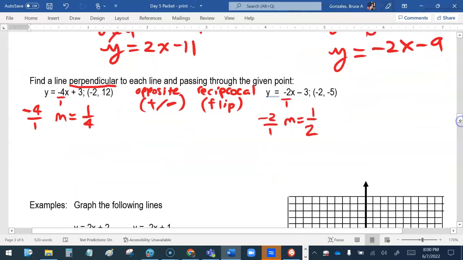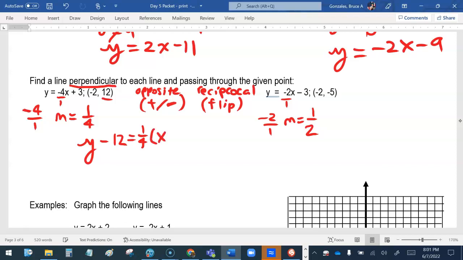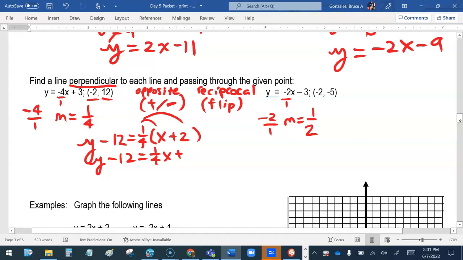and just like the last two we did, we're going to use the point-slope formula. So y minus, the y value is 12, equals 1/4, parentheses, x minus, the x value is -2, turns it into a +2. Let's distribute the 1/4. Y minus 12 equals 1/4 x plus 1/2. And that 1/2 is really going to be 0.5. That's a decimal. Last step, we add 12, the loner, to both sides, and we get 1/4 x plus 12.5.